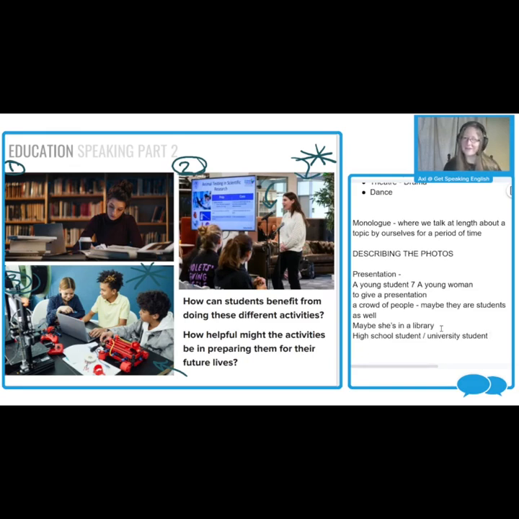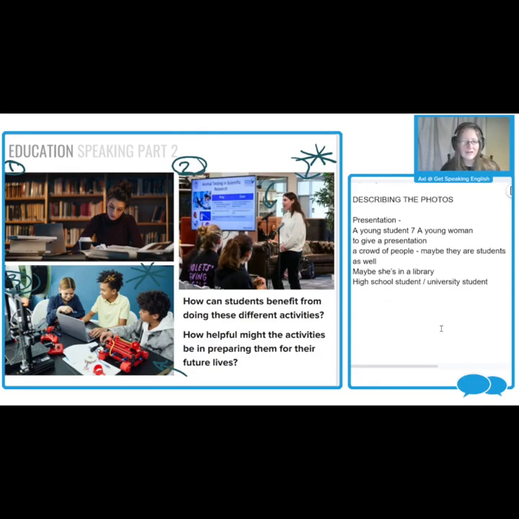You're never going to know exactly what's going on, and that's the point of these photos, right? They want you to speculate, hypothesize, guess about what's going on. So really important. Obviously, she has some microphones, and it looks like she's giving some sort of presentation on maybe a projector or a whiteboard, something like that. So she's giving a presentation, or maybe she's giving a speech. So lots of things that we could say about this photo.